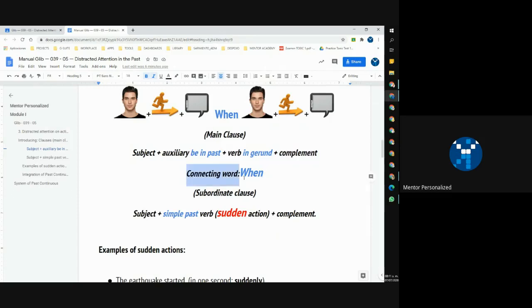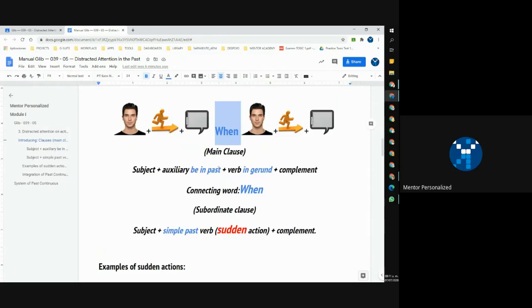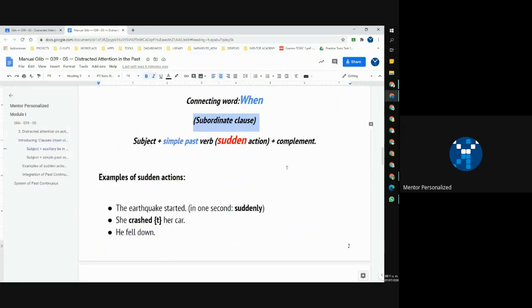And the complement, plus a connecting word when that will connect the two ideas, and a subordinate clause. Repeat, subordinate clause. Una cláusula subordinada, again with a subject, verb, and complement. But in this case, the verb is in simple past. Repeat, simple past. What is the past form of drink, Gabi? Drank. Repeat, drank. What is the past form of eat? Ate. Repeat, ate. What is the past form of go? Went. Very good. T at the end.